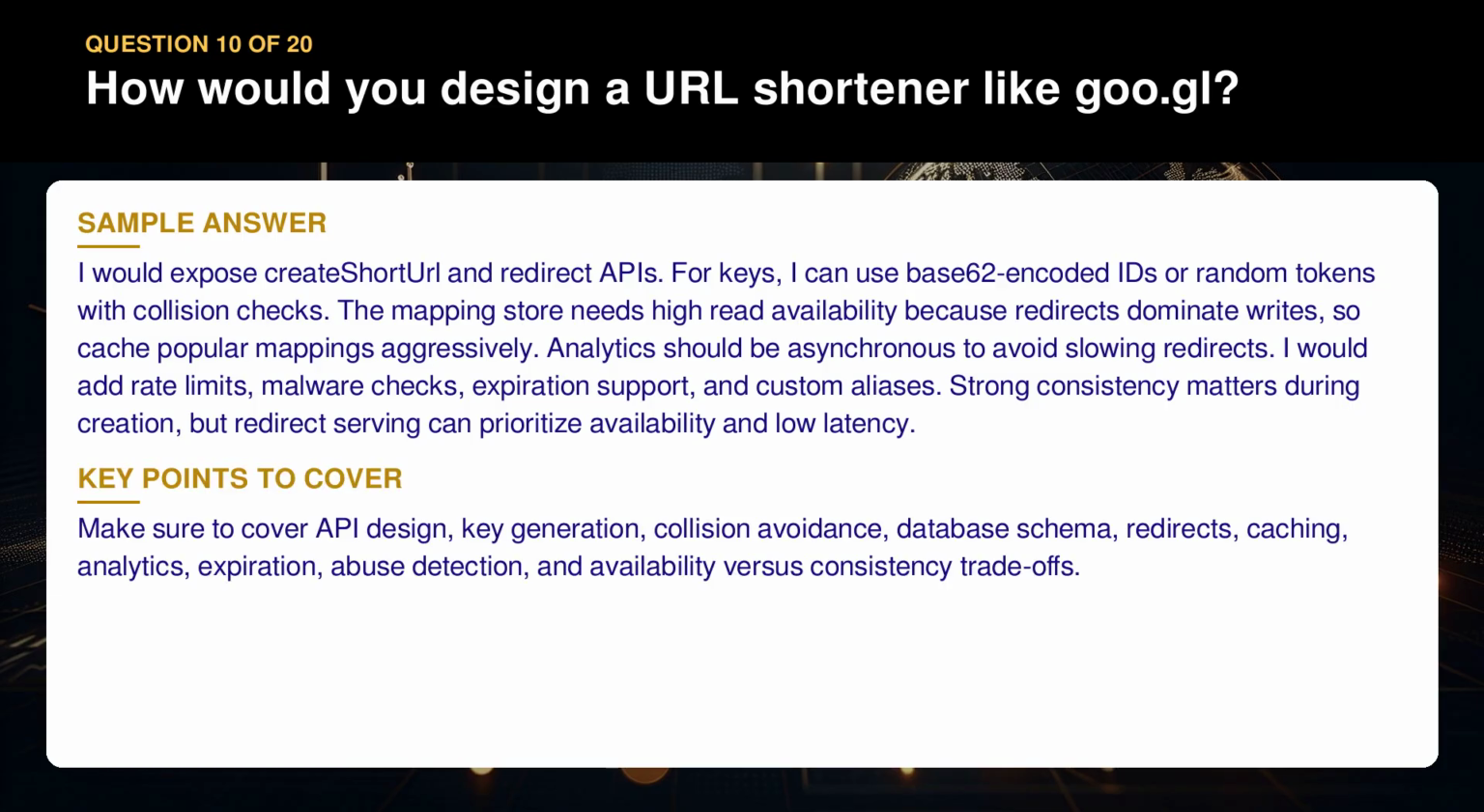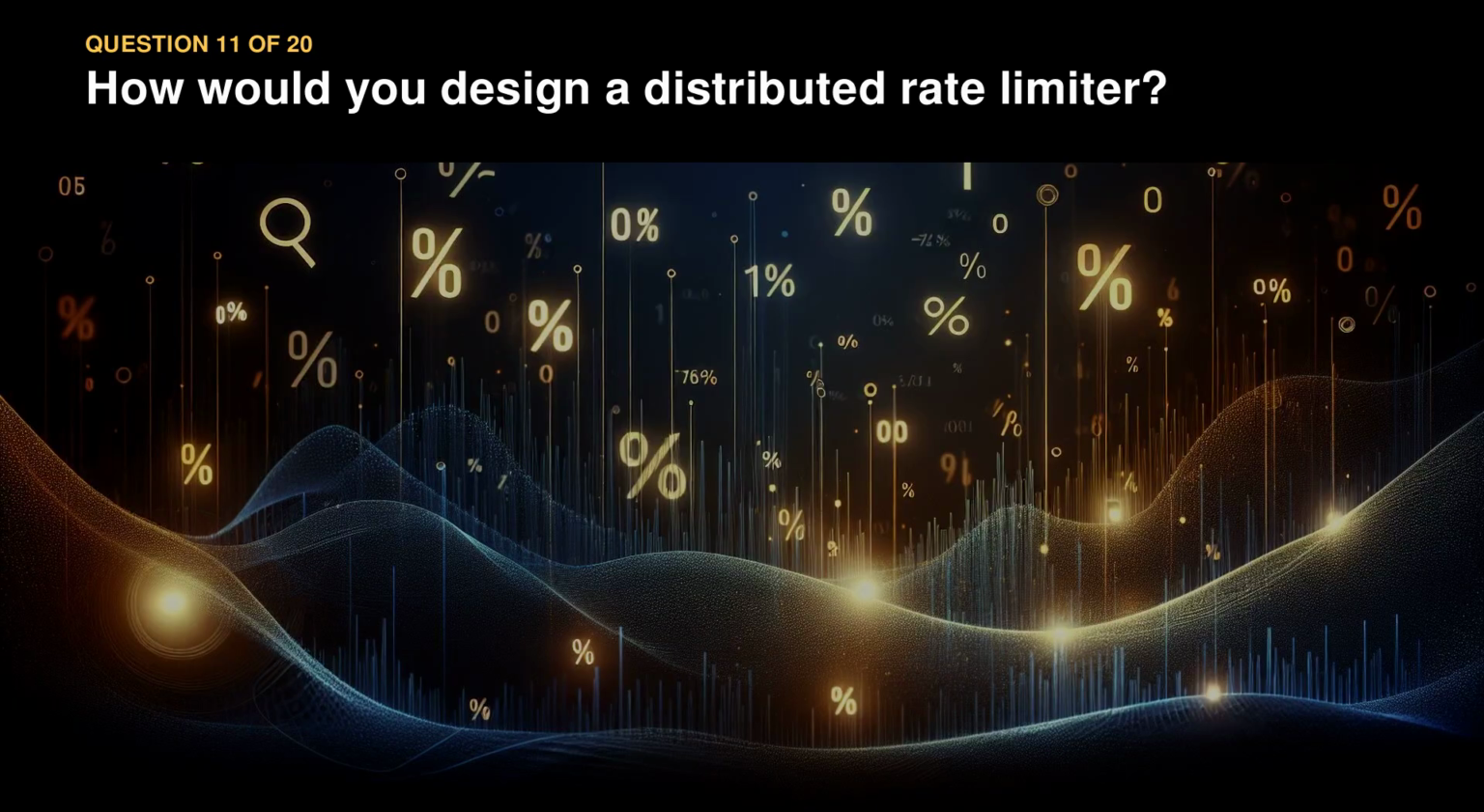Make sure to cover API design, key generation, collision avoidance, database schema, redirects, caching, analytics, expiration, abuse detection, and availability versus consistency trade-offs.